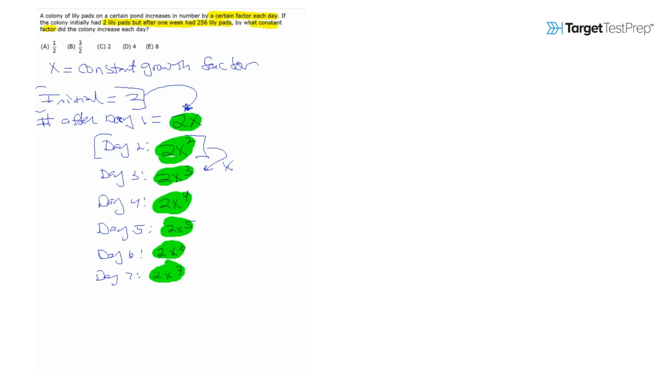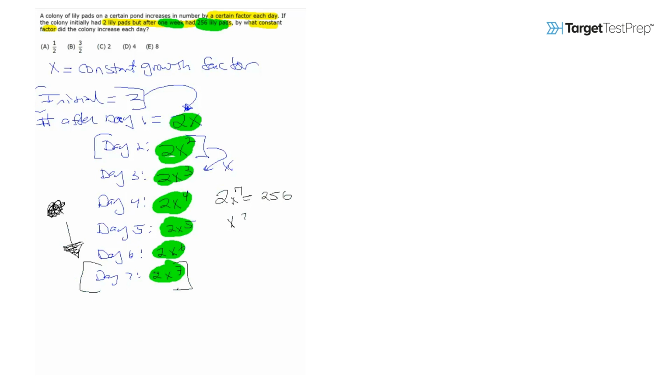And on these tests, like the GRE and the GMAT, a lot of times we have to equate an esoteric algebraic structure with a numerical value. And that's what we're going to do here. We know at the end of the week, the end of the 7 days, there are 256 lily pads. And we know that this structure here represents the number of lily pads at the end of day 7. So the algebraic number at the end of day 7 must equal the actual amount at the end of day 7.